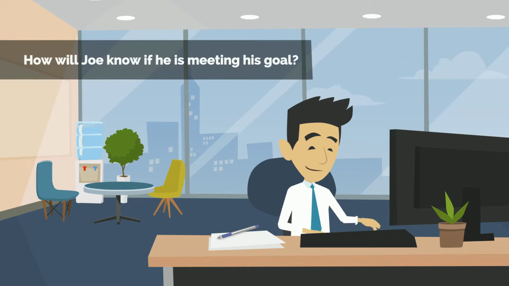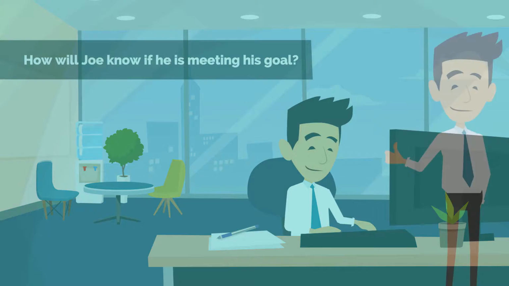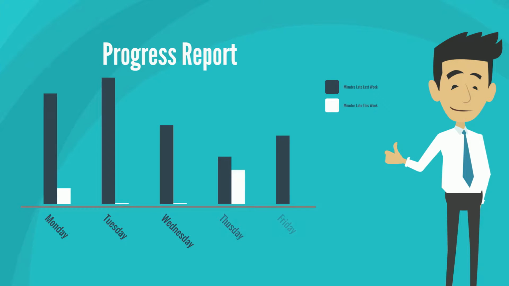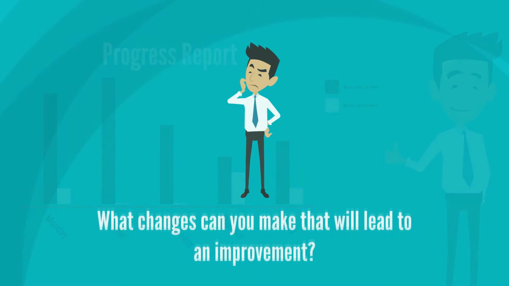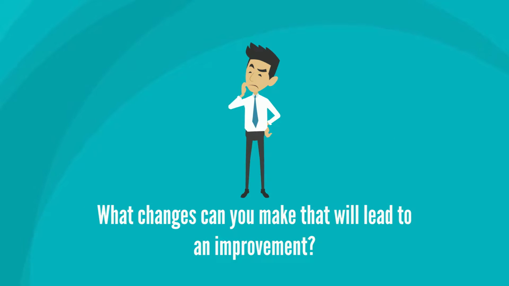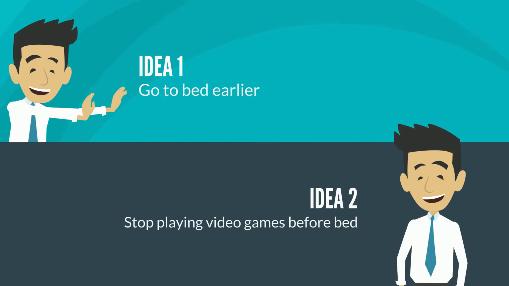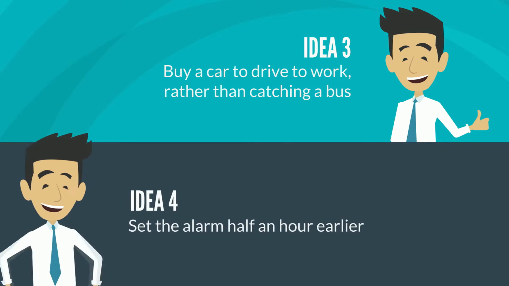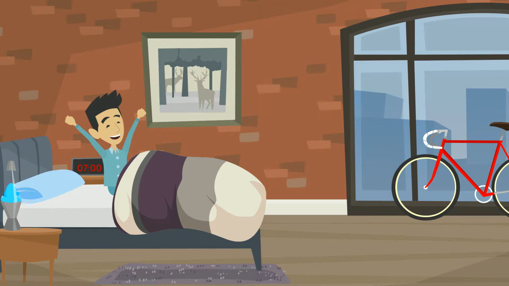So how will Joe know if he is meeting his goal? He will need to measure his progress towards meeting his goal. Joe can do this by assessing if he arrives at work on time 5 days in a row. Joe then thinks about what changes he can make to reach his goal. He comes up with some ideas. Joe can go to bed earlier, stop playing video games before bed, buy a car to drive to work rather than catching a bus, set the alarm half an hour earlier. Joe decides to test if setting his alarm earlier will get him to work on time.